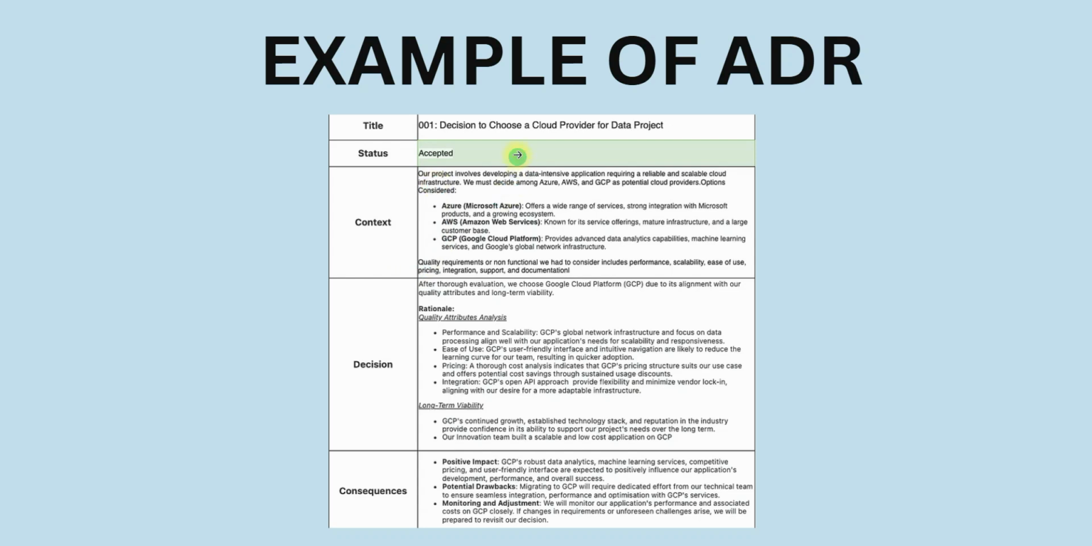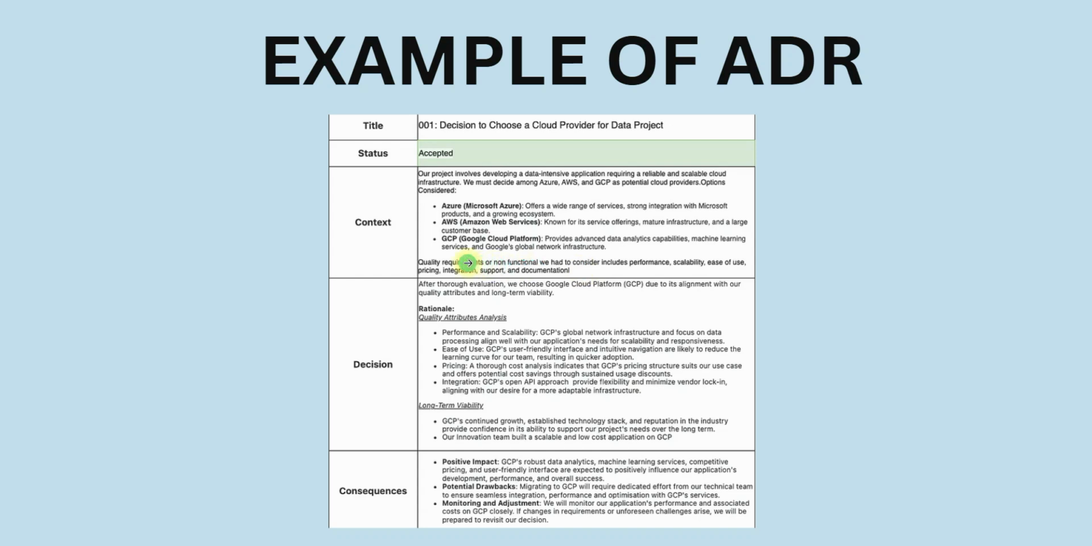Context is not only choosing a cloud provider for the data project, but the clear context here is quality requirements or non-functional requirements we had to consider, like performance, scalability, ease of use, and cost, how much cost is going to be incurred, how easy it is to integrate, what support and how much documentation is available. So not only choosing a cloud provider for the data project, but the quality requirements mentioned here are important.